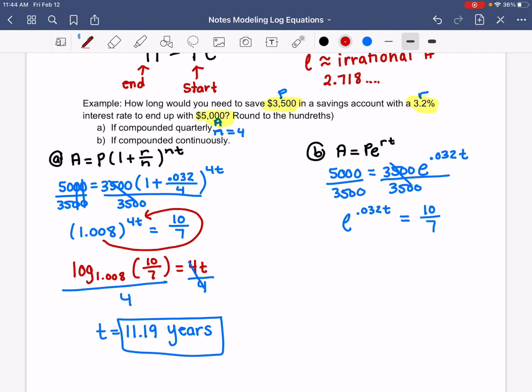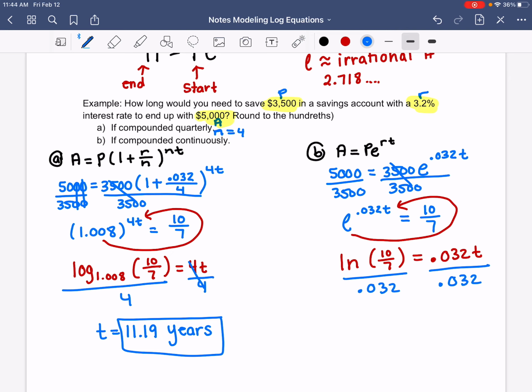Now I can't solve this because I don't know e to what power would be 10 over 7. So I'm going to go ahead and do my log. That would be log base e. We don't write log base e though. We write natural log of 10 over 7 equals 0.032t. I'm going to go ahead and only have to use my calculator once. I'm going to divide by 0.032, and that's going to give me t.